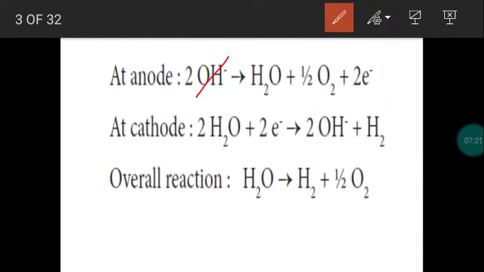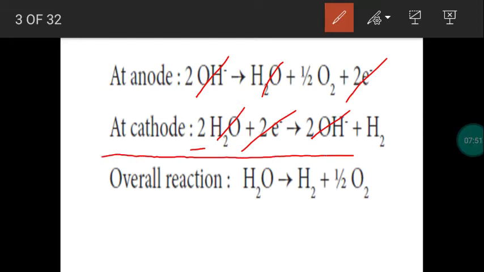Left hand side we have hydroxide ion as well as right hand side also we have hydroxide ion. So both are cancelled. Left hand side we have 2 electrons. Right hand side, product side also we have 2 electrons, can be cancelled. Then left hand side water molecule, right hand side also water molecule, but only one difference. Left hand side we have 2 water molecules, right hand side we have only 1 water molecule. So now we can write overall reaction.